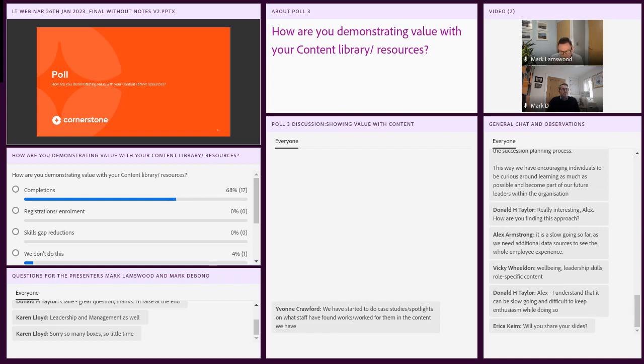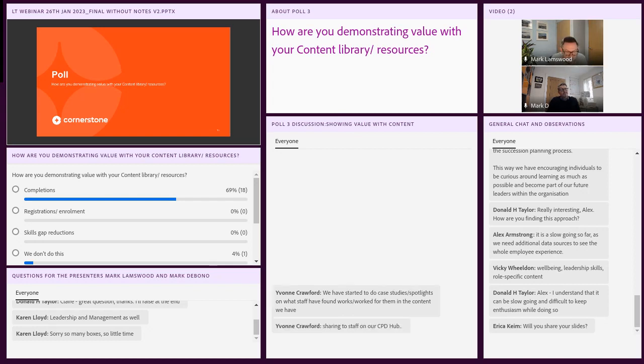I think for a lot of people, it is something that doesn't happen at all, or the metric is completion. So I'm not very surprised that that's the highest way of demonstrating value. I do like what Yvonne's saying in the middle here, because it's very difficult to do a strict ROI, return on investment analysis, that links a particular activity with a particular change of behavior in an organization. But it is possible to use anecdotes and case studies, which is what she's saying here in the middle.